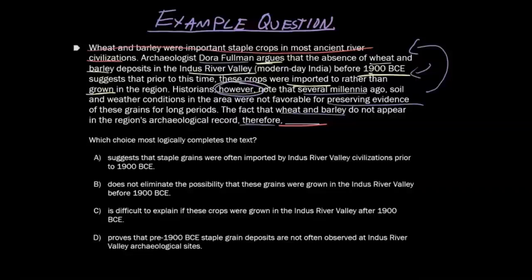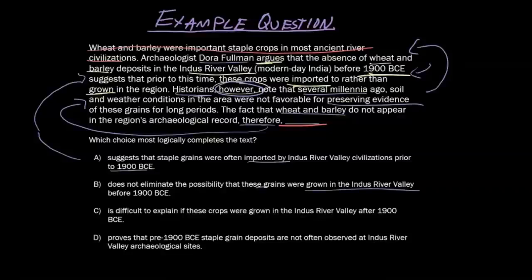Right? So A suggests that staple grains were often imported by Indus River Valley civilizations prior to 1900 BC. No. This, therefore, is trying to prove the historians, however. A is trying to prove Dora Fullman's point here, right? Now B says does not eliminate the possibility that these grains were grown in the Indus River Valley before 1900 BCE. I would say this is the correct answer.